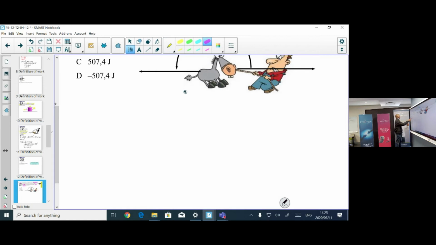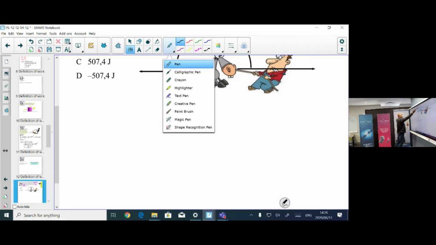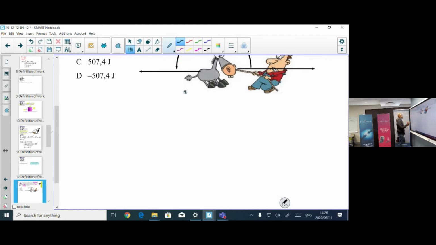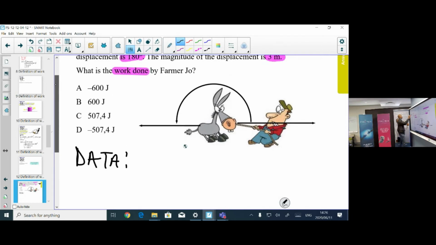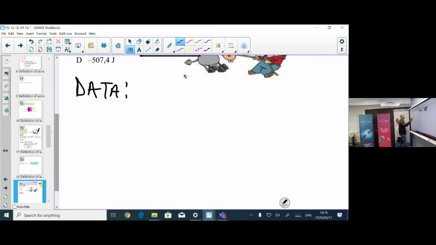If you can just look at that all the time, you have to write down your formula of work done because it's very, very important. You can't just start somewhere else. You have to start where your formula is. Firstly, you write down the data. What is given? We have applied force, which is equal to 200 Newton.